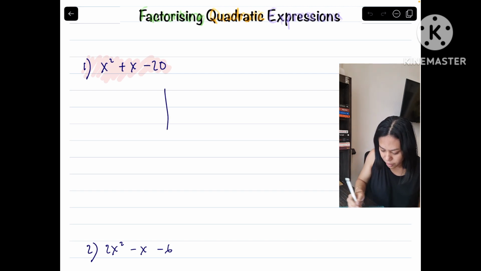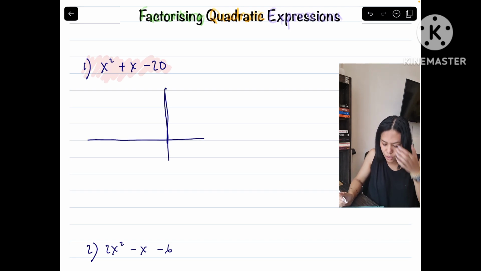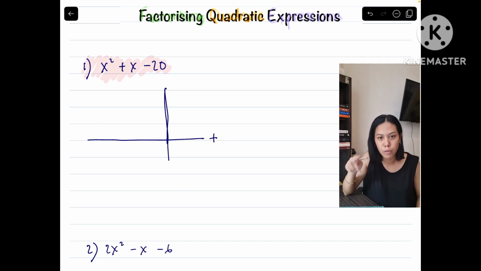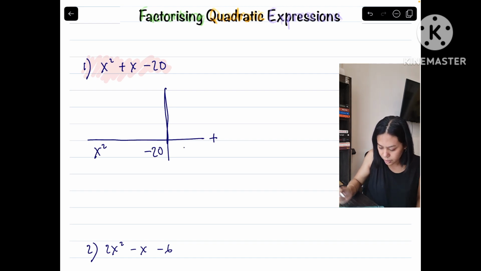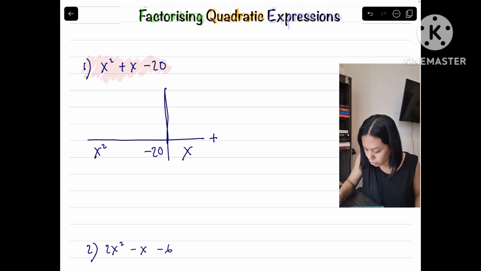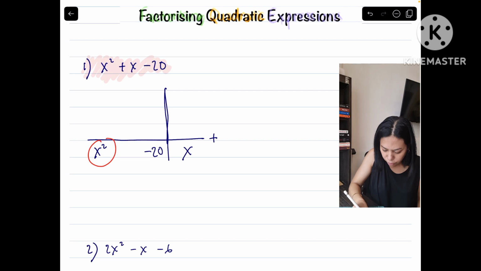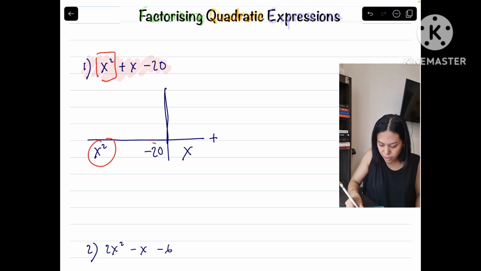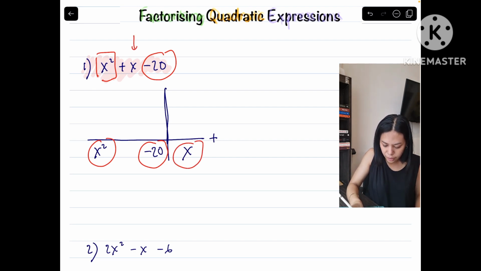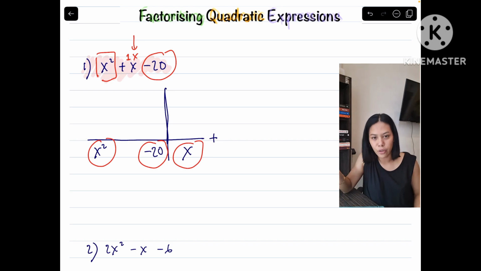We're gonna make kind of like 2 lines. Then I'm gonna put a plus here, so always remember to put the plus there. And it's gonna be x squared here, and the negative 20, and then the x. So I'm gonna show you how I got those. This x squared here I got from there, it's kind of like the first term. The negative 20 here I got from the constant at the very back. And this x here is actually a 1x, the one in the middle. So that's the order, okay?